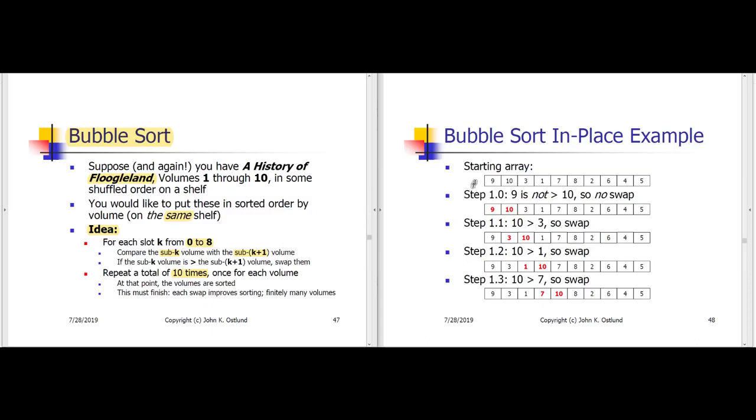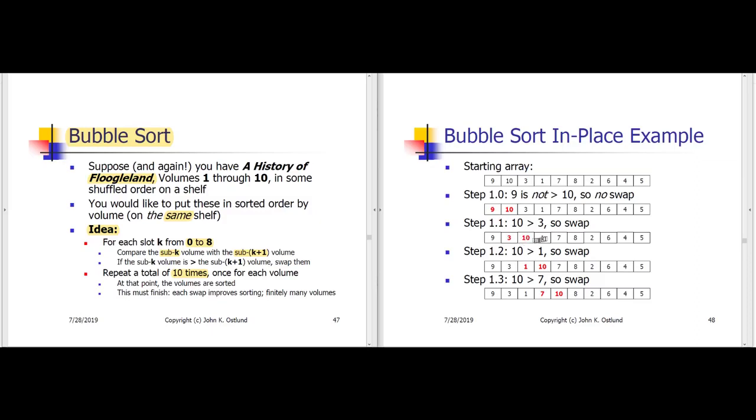Here's our starting array of volumes. We start by comparing slot sub 0 with slot sub 1. Well, 9 is not less than 10, so we don't do a swap. Then we compare 10 with 3. 10 is greater than 3, so we swap.